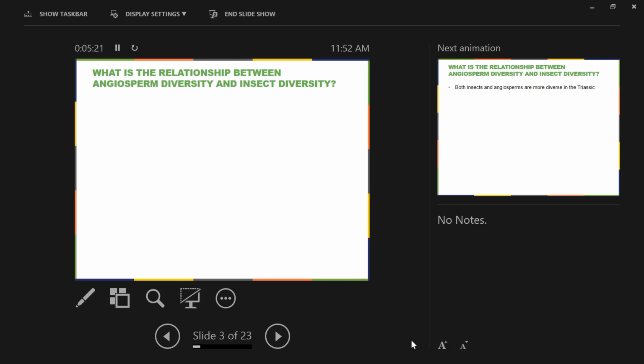And so what you might predict is that once we start finding plants that reproduce this way, we should start finding insects that feed this way. Okay? And this is exactly what you find. So both insects and angiosperms are more diverse in the Triassic. When you compare that, and again, I'll show you a diagram where all of this, but Triassic, anyways, it's an era.